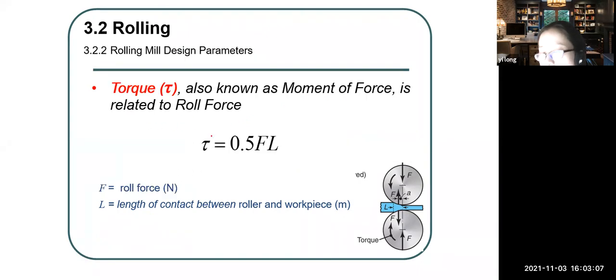And also torque. Torque basically, what we assume is that this force acts in the middle of this contacting arc.